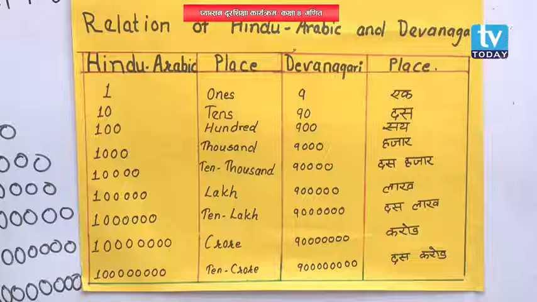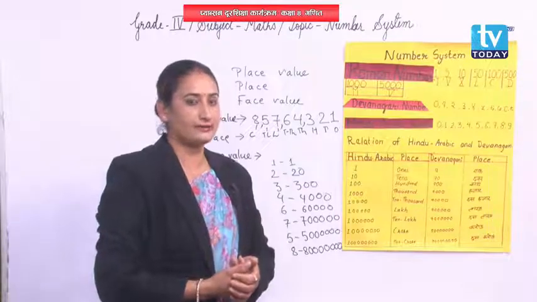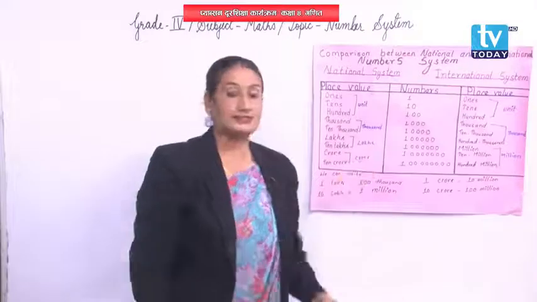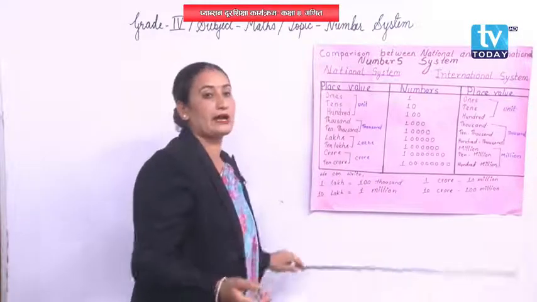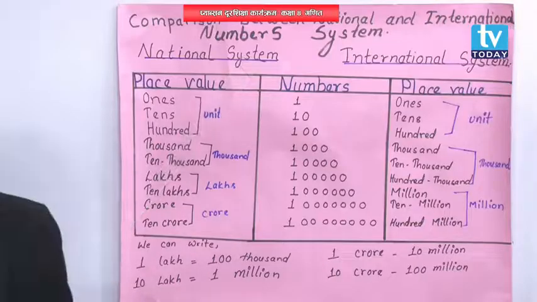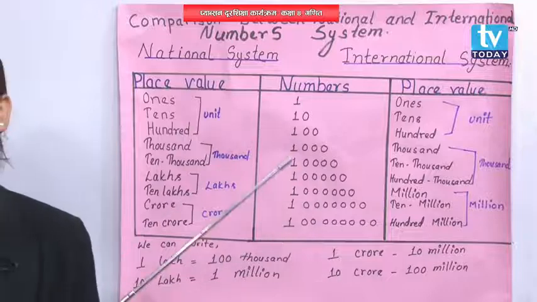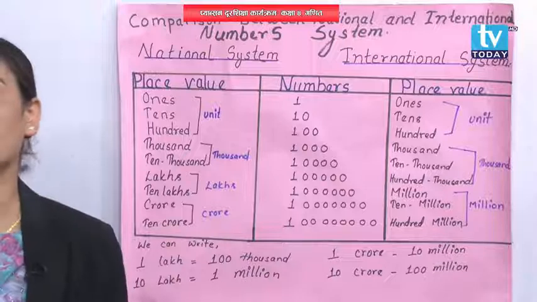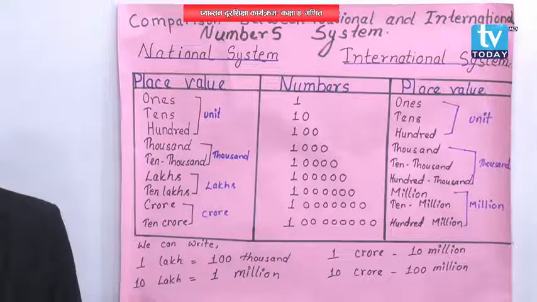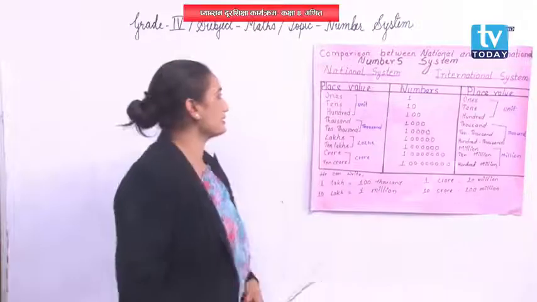So now students, we are going to learn another thing. Ready for that? Good. Now let's have a look. In the previous chart we learned about the comparison between Hindu Arabic numbers and Devanagari numbers, right? So now once again have a look at another chart, this one.